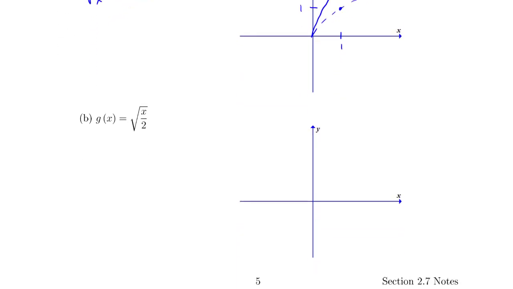Now what if we did the square root of x over 2, which realize is the same thing as thinking about square root of 1/2 x? Well, it's still coming off the basic function of square root of x, so I'd start with that.